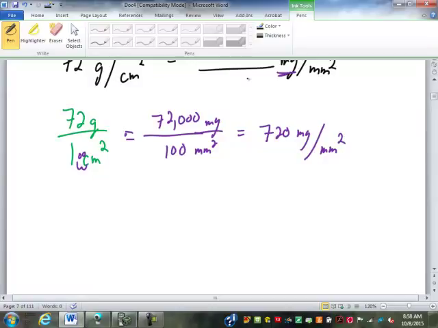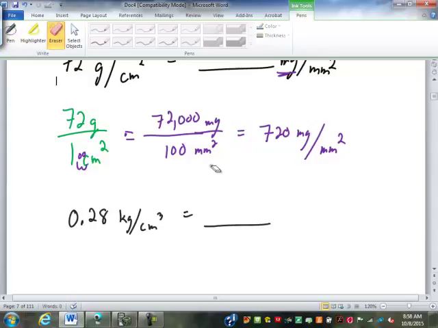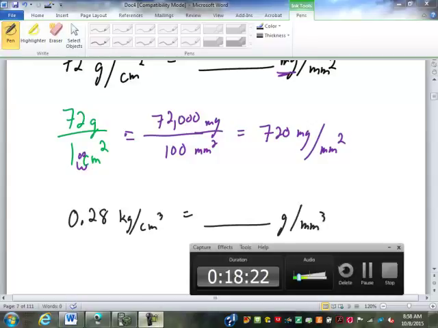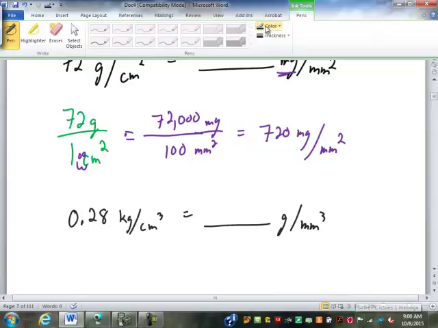Let's see here. Let's try... let's do this. 0.28 kilograms per centimeter cube. Convert that into grams per millimeter cube. Give that one a shot. See what you come up with. Let's take a peek. See how you're doing.